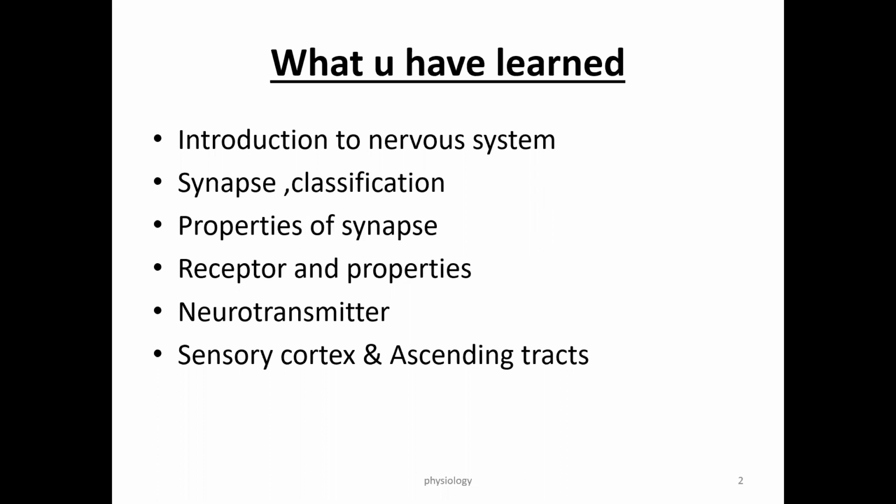In the first lecture, we saw the classification of the nervous system, what cells are present in the nervous system, what a synapse is, types of synapse, its classification, properties of synapse, then receptors and their properties, and the different neurotransmitters. And in the last lecture, we saw the different components of the sensory cortex present mainly in the parietal lobe. And in ascending tracts, we saw the types of ascending tracts. In that, we covered the dorsal column pathway.